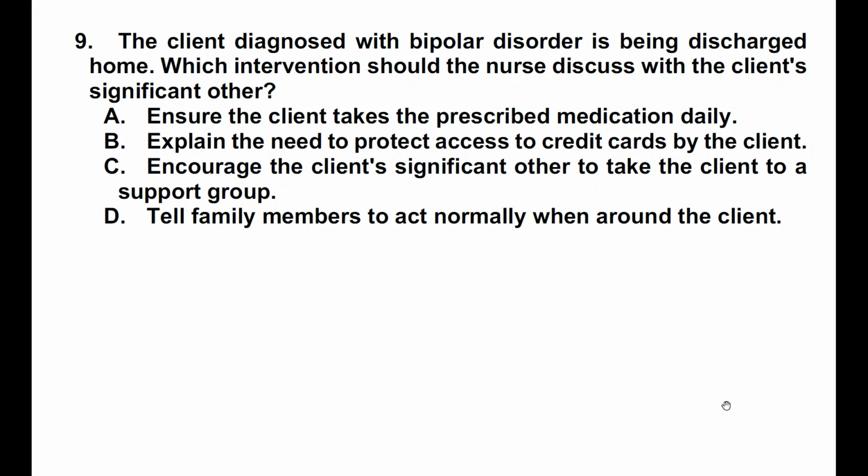So the best answer for number 9 is letter B, explain the need to protect access to credit cards by the client, because of course if the client takes money, probably runs up credit card bills or sells community property during the manic state, the significant other would be responsible but not the patient. So the client should be responsible for taking medication and attending support groups, and family members should act normally when around the client, but not be told to behave in a different way. So number 9, the best answer is letter B.